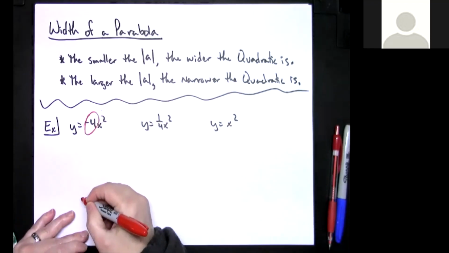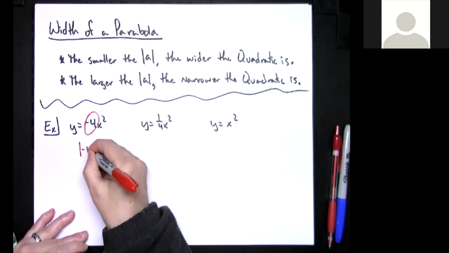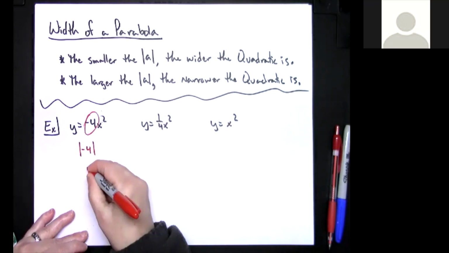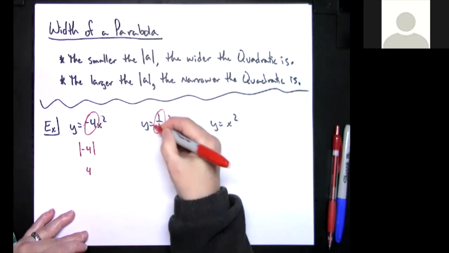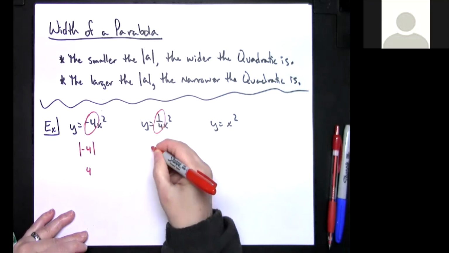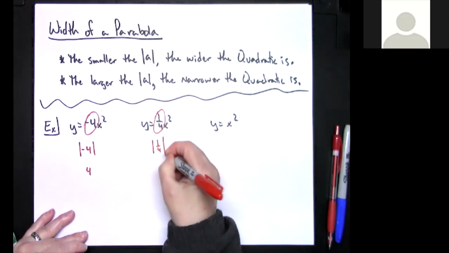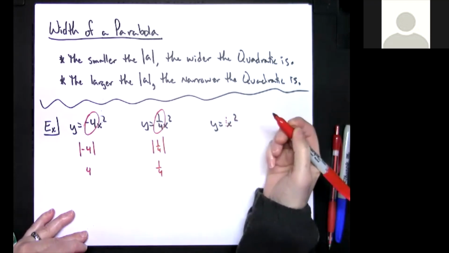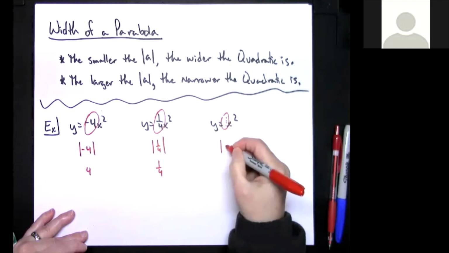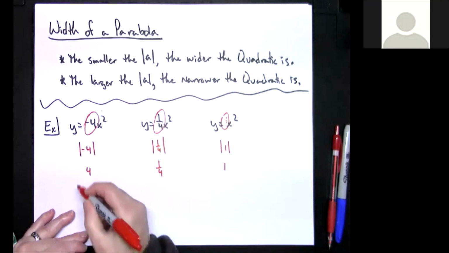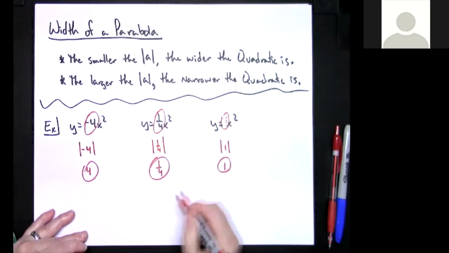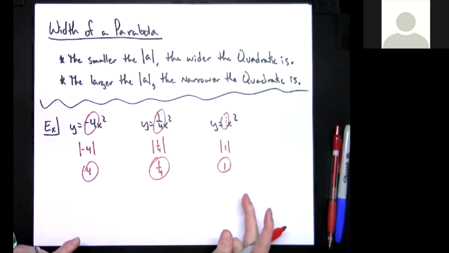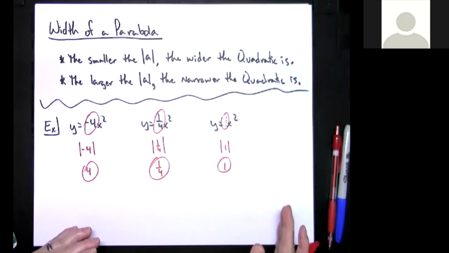All right, so I'm going to take that A coefficient. I'm going to take the absolute value of it. Absolute value of negative 4 is a 4. All right, then I'm going to take the absolute value of the A coefficient. And this one, absolute value is 1/4. So that'd be a positive 1/4. And the imaginary 1 that is sitting there, if I take the absolute value of 1, then I get 1, okay? Now, if I take a look at these numbers, that's going to tell me how wide or how narrow the parabola is.